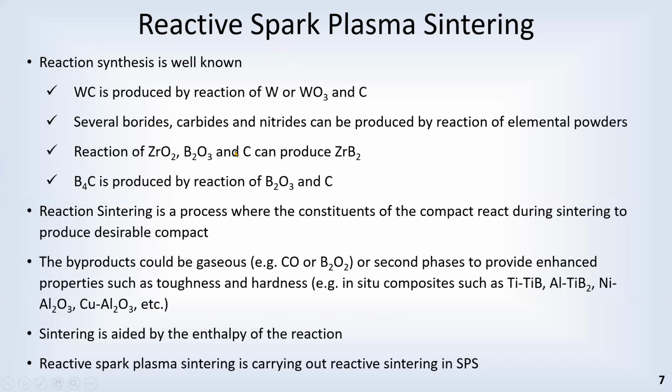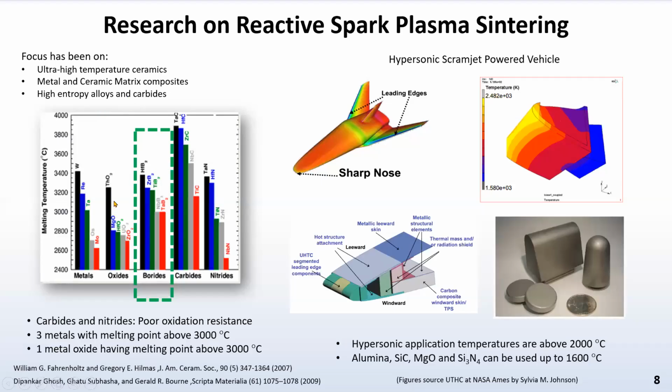And so now I'm going to talk about what we are doing. We have been working on ultra high temperature ceramics, metal and ceramic matrix composites, and high entropy alloys and carbides. And just a small introduction to ultra high temperature ceramics. If you look at the melting point of different materials, there are 3 metals which have melting point above 3000, only 1 oxide. There are several borides, several carbides, and some nitrides.